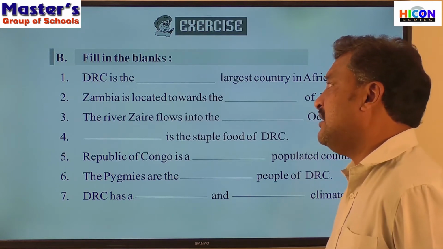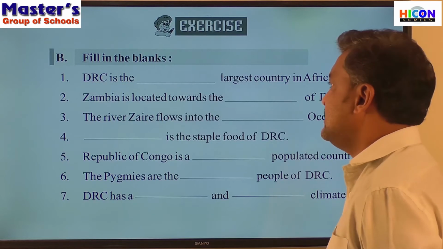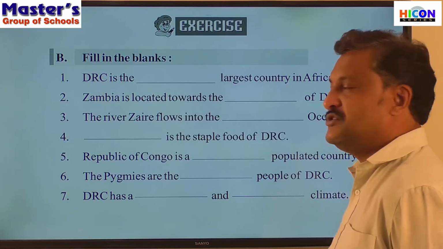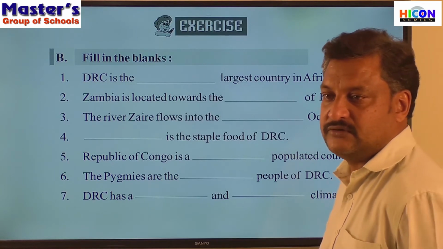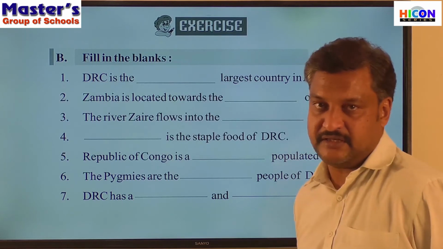First one, DRC is the dash largest country in Africa. It is the second largest country in Africa. Zambia is located towards the south of DRC.